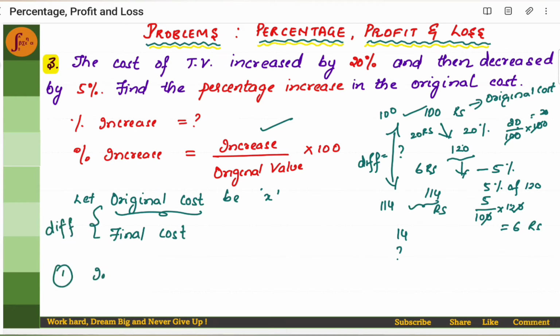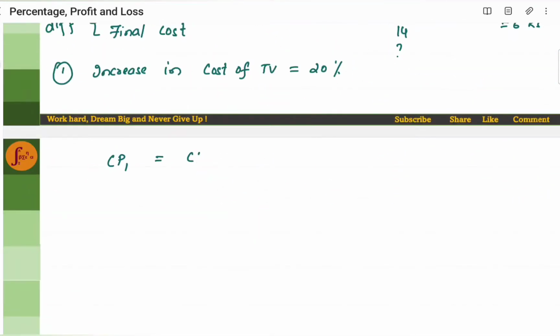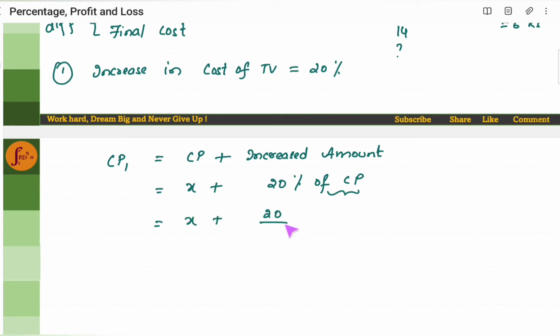First step, increase in cost of TV is equal to 20%. This means original cost price plus increased amount. So the original cost price is X. The increased amount is 20% of cost price, it's always 20% of cost price. So this will be X plus 20 by 100 into cost price X. This is CP1. Let's calculate this. So this will be X plus 20X by 100.